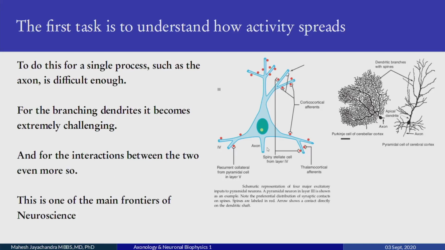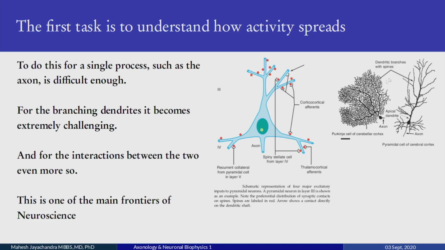The first task is to understand how activity spreads. To do this for a single process such as an axon, it's difficult to begin with. Now when you have branching dendritic trees, it becomes very complicated and challenging. And then you have interactions between 2 of these trees, it becomes even more complex. This is one of the main frontiers of neuroscience, how to figure out all the details of what happens in single cells, in cortical columns, and neuronal ensembles.